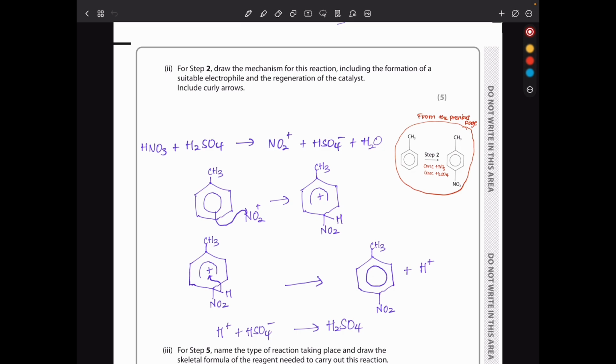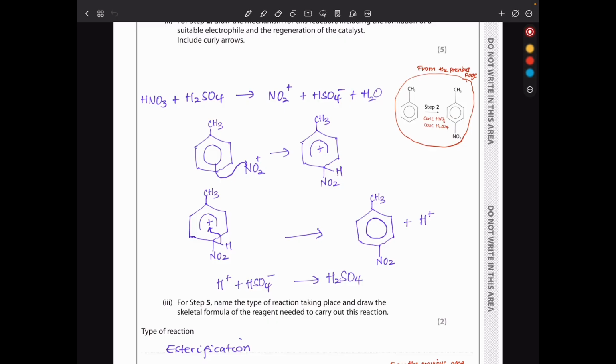Next they say for step 2, draw the mechanism for this reaction, including the formation of a suitable electrophile and the regeneration of a catalyst, include curly arrows. The reaction they're talking about in step 2 is this one here. I put it here so that we don't have to go back every time. So to generate the electrophile, nitric acid reacts with sulfuric acid. These two acids are concentrated to produce the electrophile and the other two products.